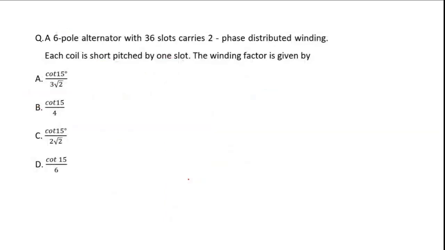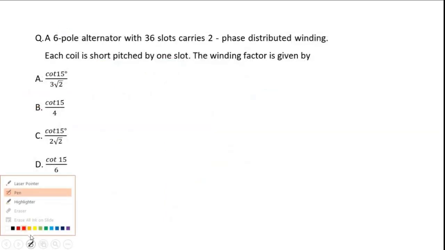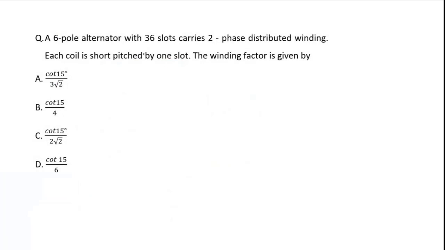Now moving on to the next question. Here the question is about a 6-pole alternator with 36 slots, carrying a 2-phase distributed winding. Each coil is short pitched by 1 slot, and the winding factor is asked. So winding factor is nothing but pitch factor into distribution factor. If you want to calculate pitch factor, you need to calculate alpha.